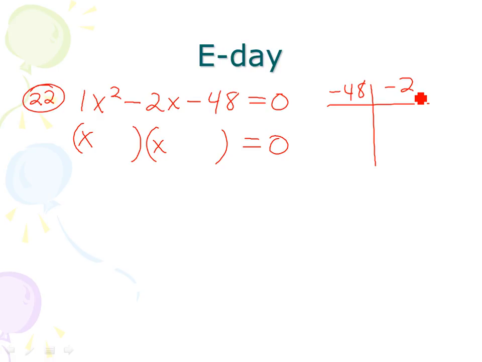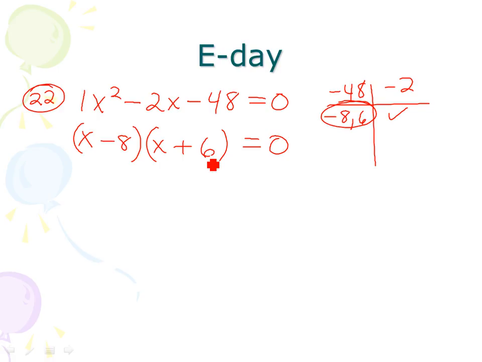Give me a couple of factors of negative 48. Negative 8 and 6. Is that going to give us the negative 2? Yes. So that's the one that's going to work. We can stop right there: negative 8 and positive 6. Now, that's what we did on the front side. Now we have to go a step farther.